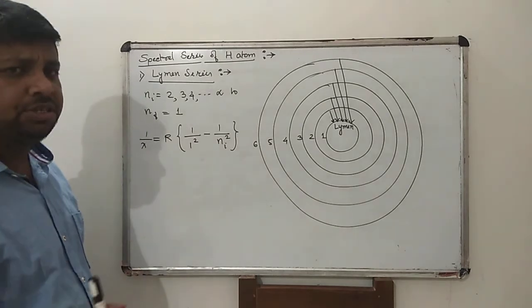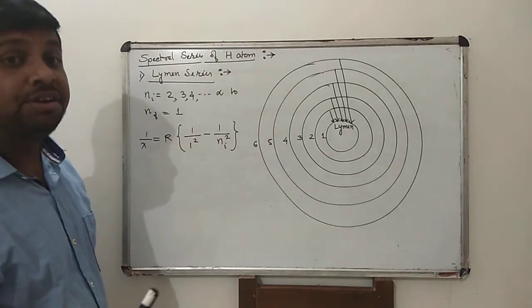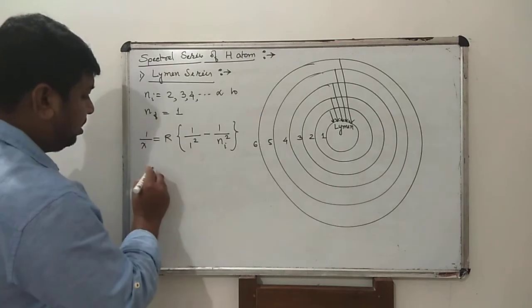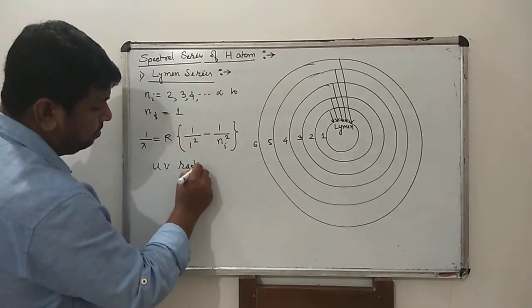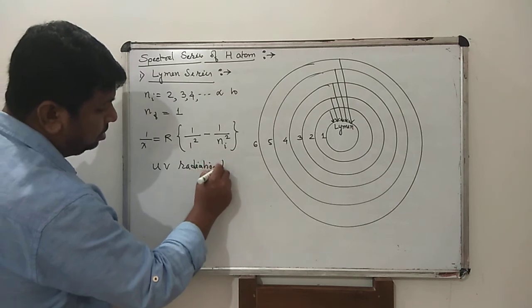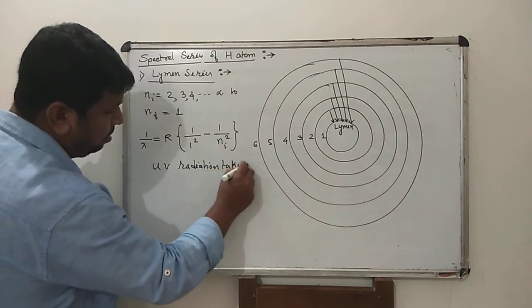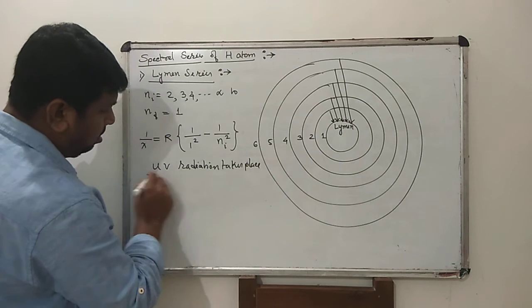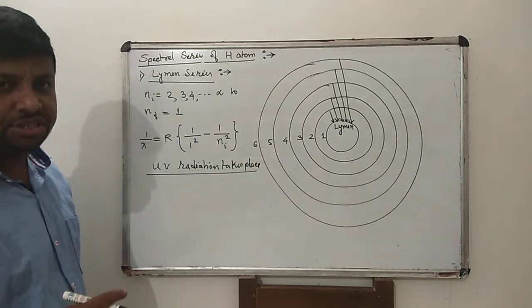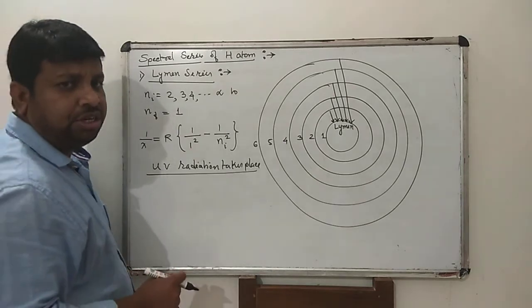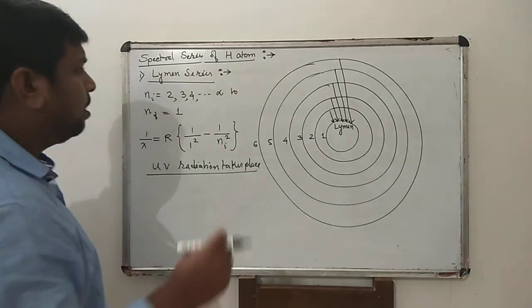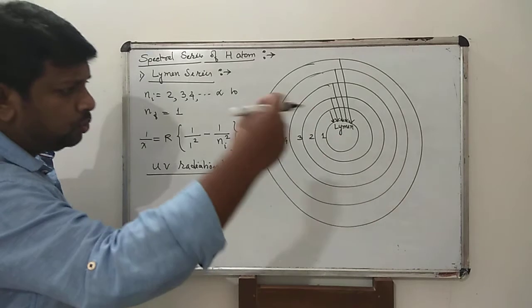So in the Lyman series, ultraviolet radiation takes place. That means here UV radiation takes place in the Lyman series.